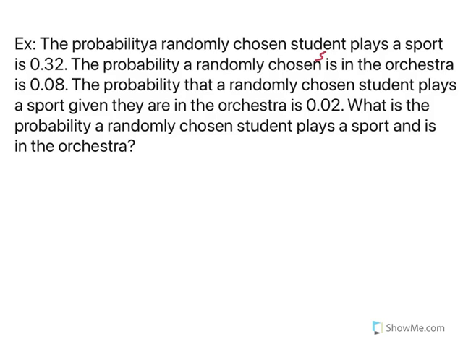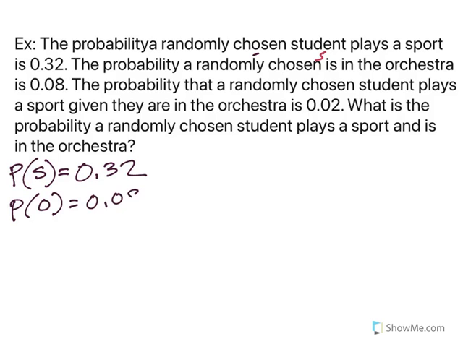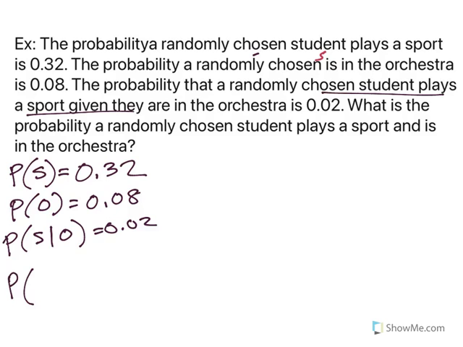Okay, so let's see what we know. Probability of somebody playing a sport is 0.32. Randomly in the orchestra is 0.08. Chosen student plays a sport, given they're in the orchestra, is 0.02. And so now we're trying to find the probability a chosen student plays a sport and is in the orchestra. That's what we're trying to find.